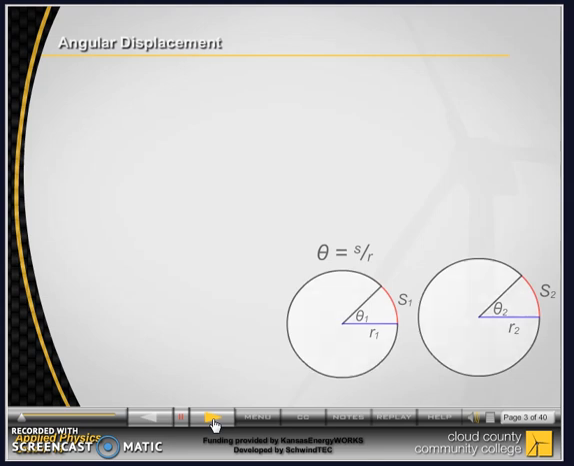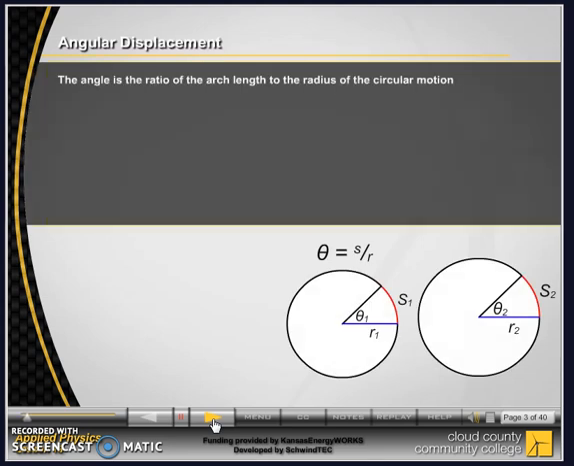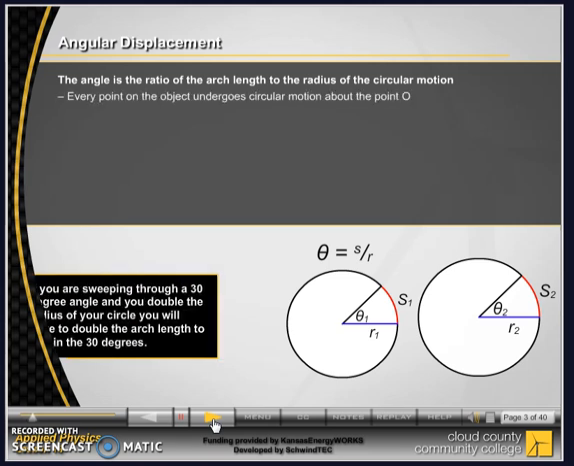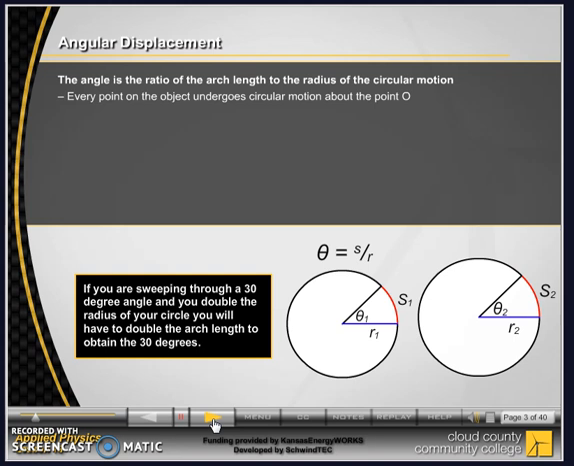As you can see from the figure, the angle is the ratio of the arc length to the radius of the circular motion. For example, if you are sweeping through a 30-degree angle and you double the radius of your circle, you will have to double the arc length to obtain the 30 degrees. We tend to measure radius and arc length in the same units, usually meters, and hence the ratio of meters to meters gives us a unit for theta of the radian, not degrees.